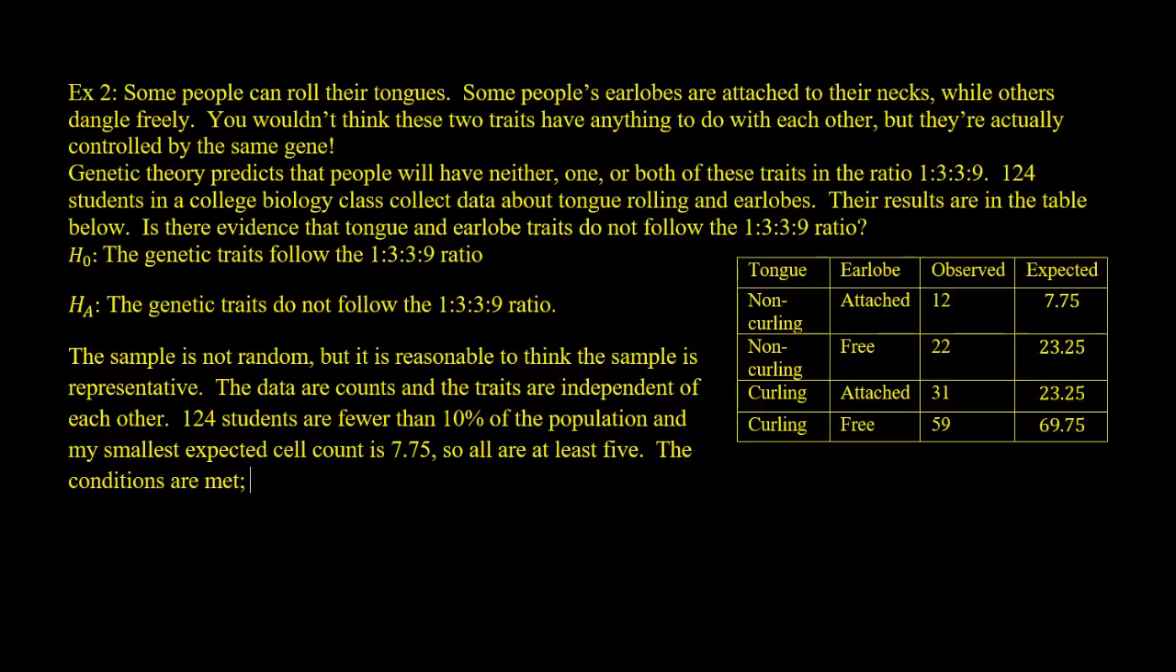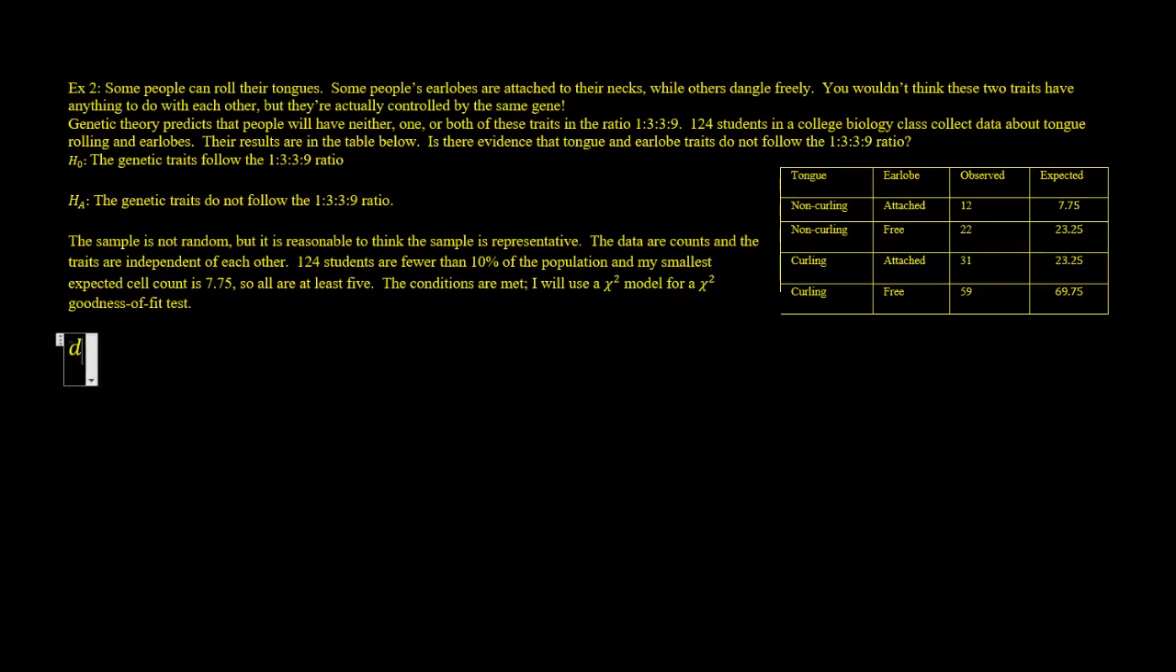I will use a Chi-Squared model for a Chi-Squared goodness of fit test. And we'll have 3 degrees of freedom here. Okay, so degrees of freedom are 3.